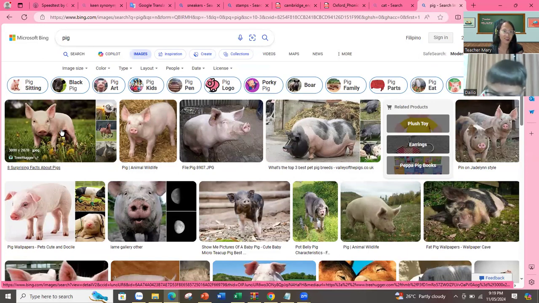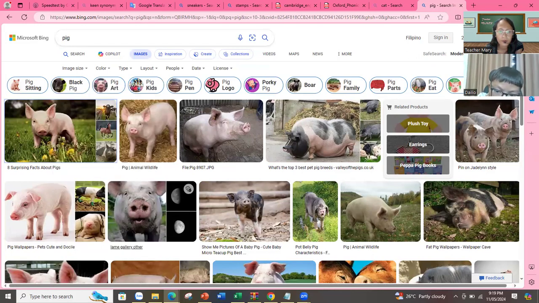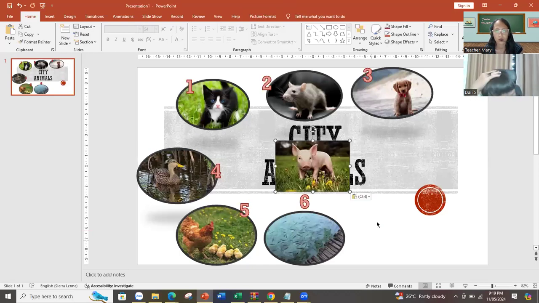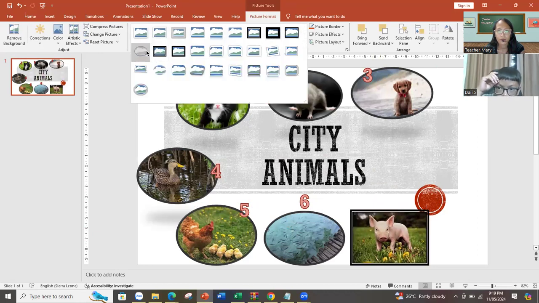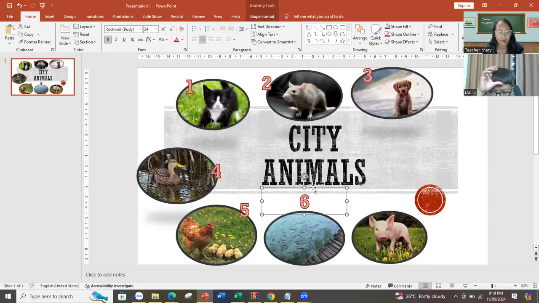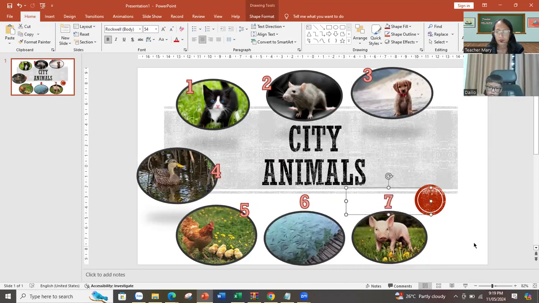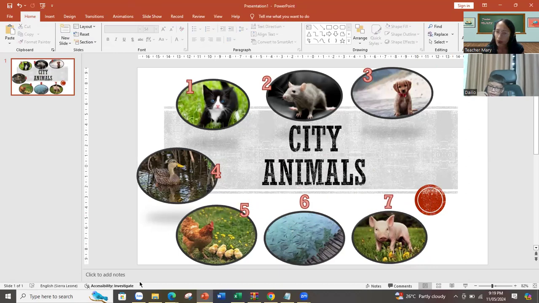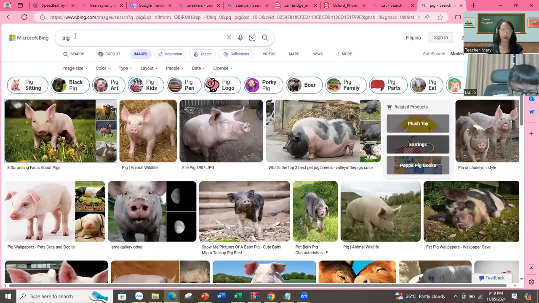Picture one. Do you like to eat pig meat or pork? Yes. Me too. I love pork meat. Okay. Now what else? So. Cow? Am I right? Did you say cow? I'm writing. Okay. Cow, yeah, it's a cow.